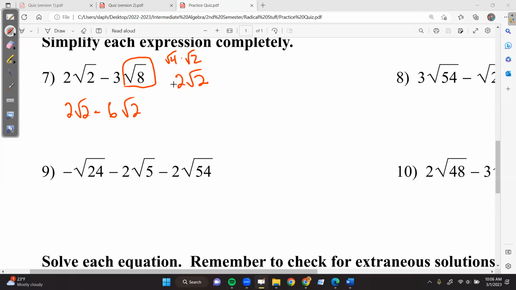If you replace this red box in place of, follow the arrow, in place of that red box, you'll see exactly where I got 6 root 2. And now you go, hey, sweet, I can add those guys together because they're both root 2s, and 2 minus 6 is negative 4 root 2.